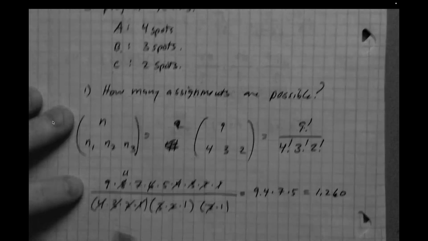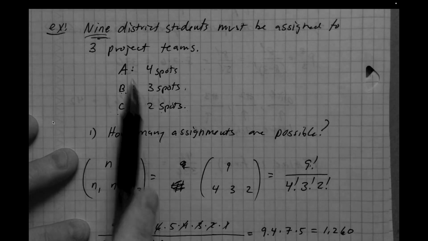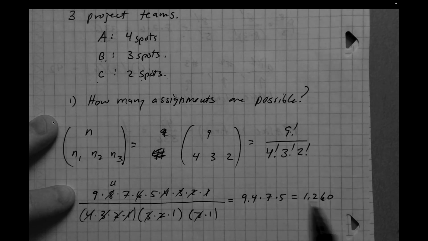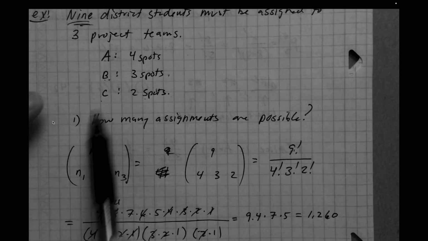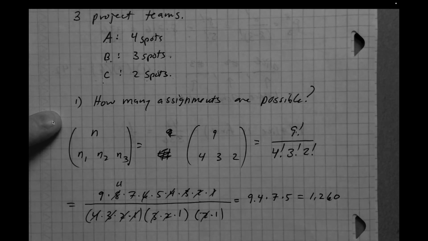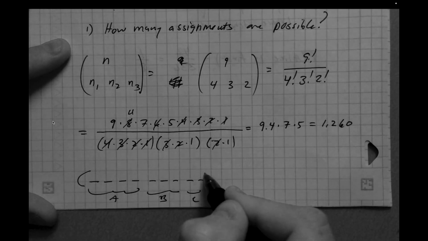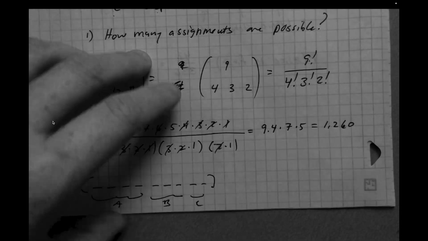Okay, so you've got these 9 students. They must be assigned to 3 project teams. So the total number of distinct ways to do that would be 1,260. You can kind of think of this as a 9 permutation. So you basically have 4 spots up front here, and that's team A, followed by 3 spots here, which is team B, followed by 2 spots down here, which is C. So you've got this kind of 9 permutation here. Okay, all right. Very good.